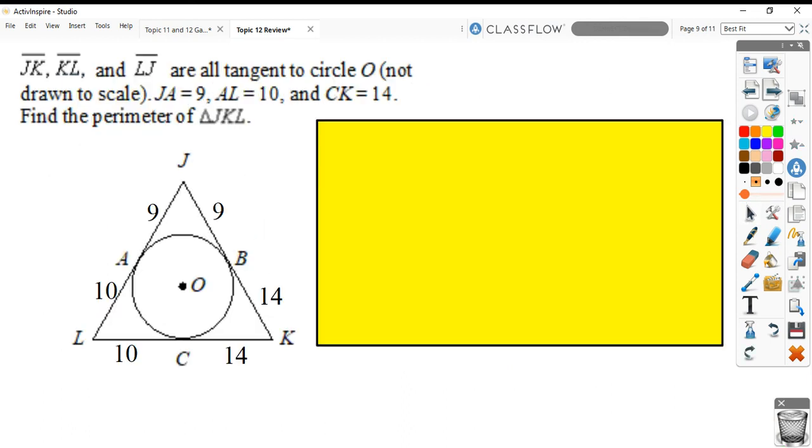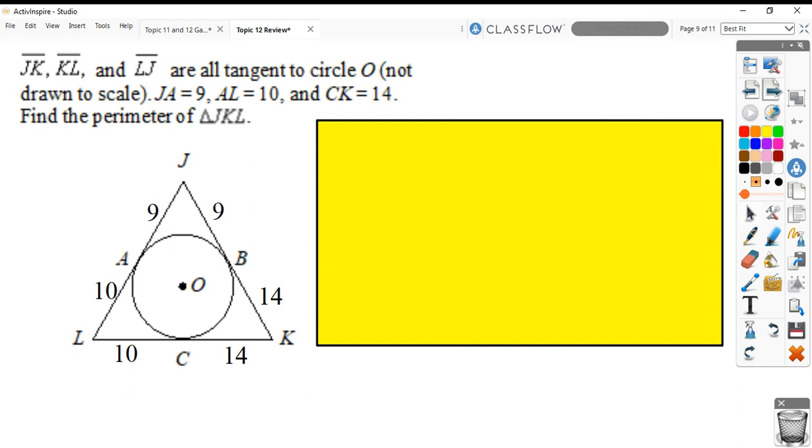45 degrees. Going on to this next one, we're getting close to the end. It tells us that JK, KL, and LJ are all tangent to the circle. Okay, it tells us that all of the sides, we've got what is called a circle inscribed inside of that triangle. It tells us that JA equals 9.